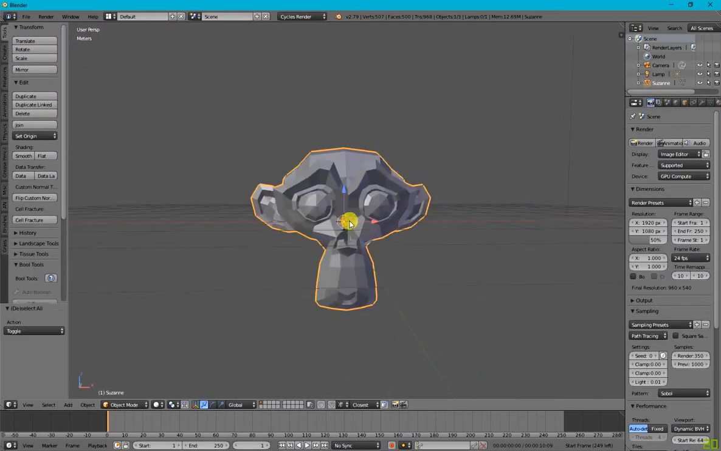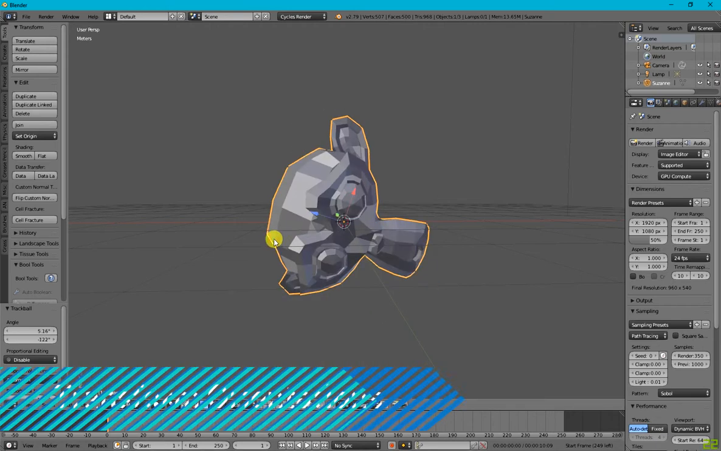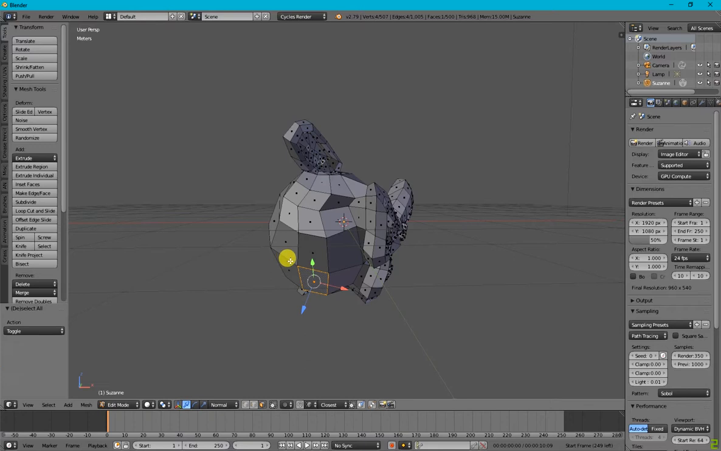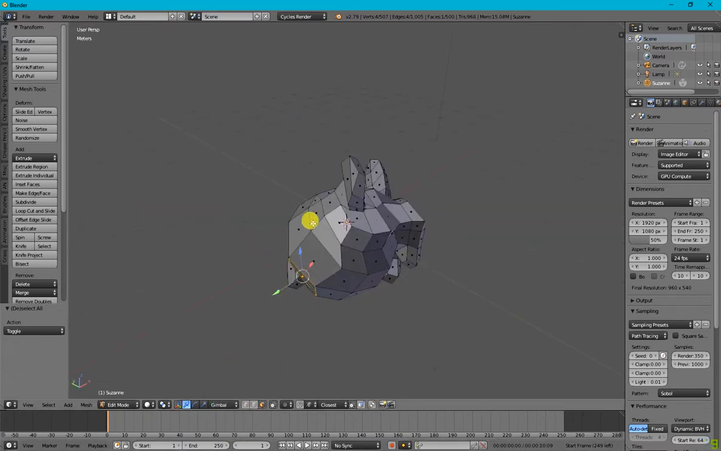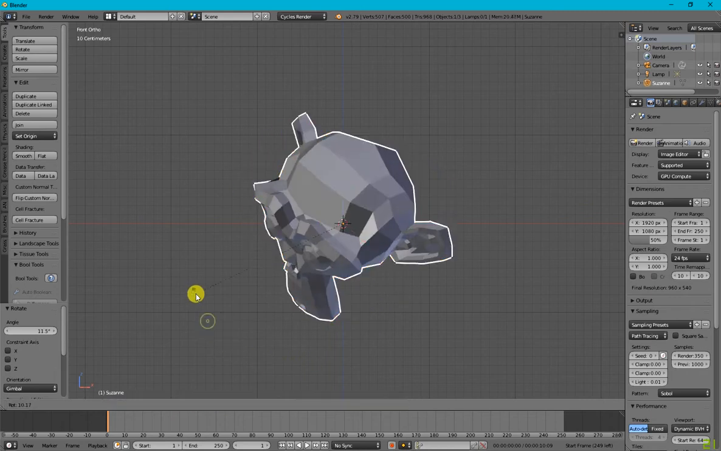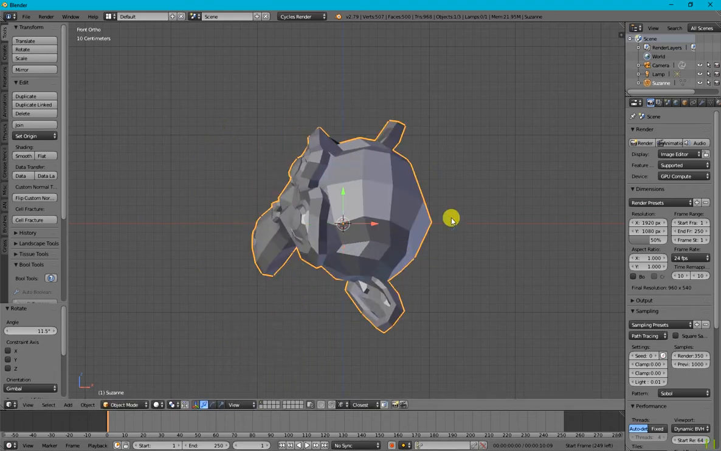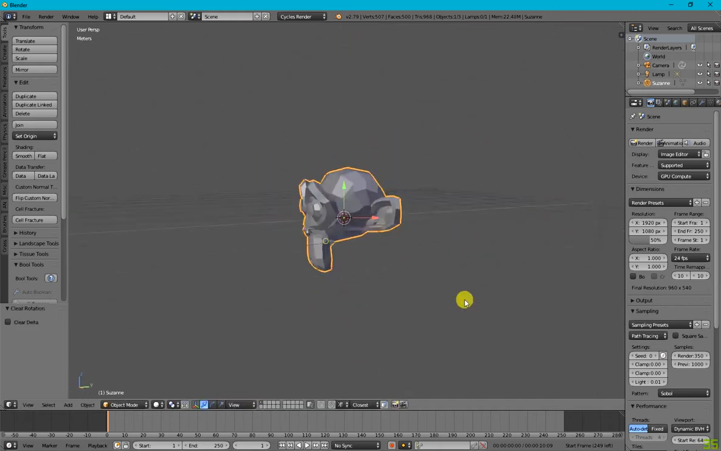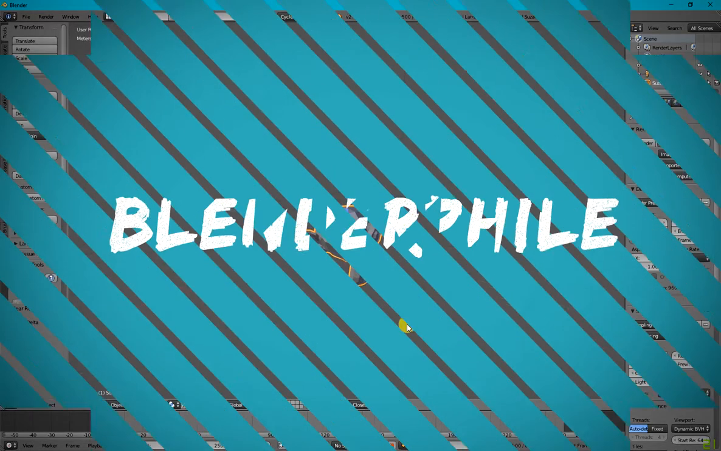My name is Shub and today we'll be talking about some transform orientations. These are basically orientations for your manipulator so that you can tweak on some minute level of detail with precision and accuracy. So let's hop into Blender and see what these things do.